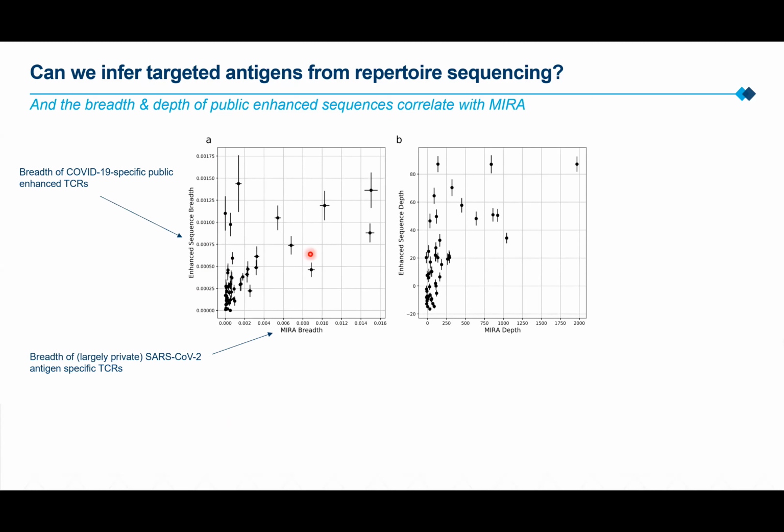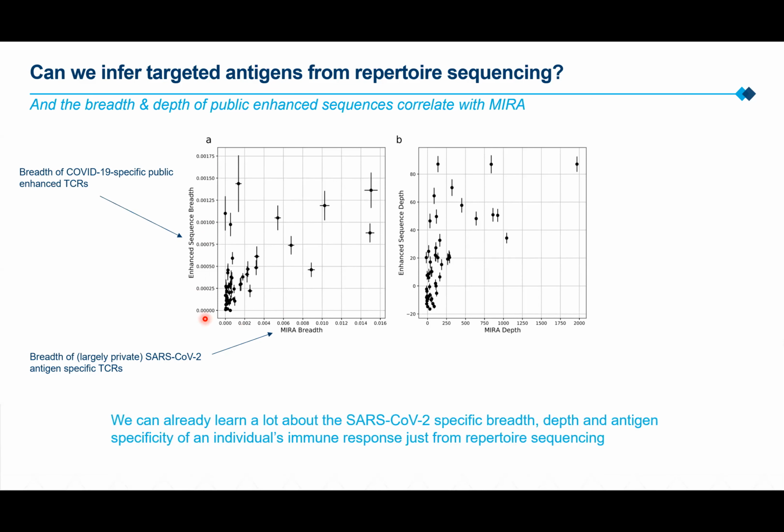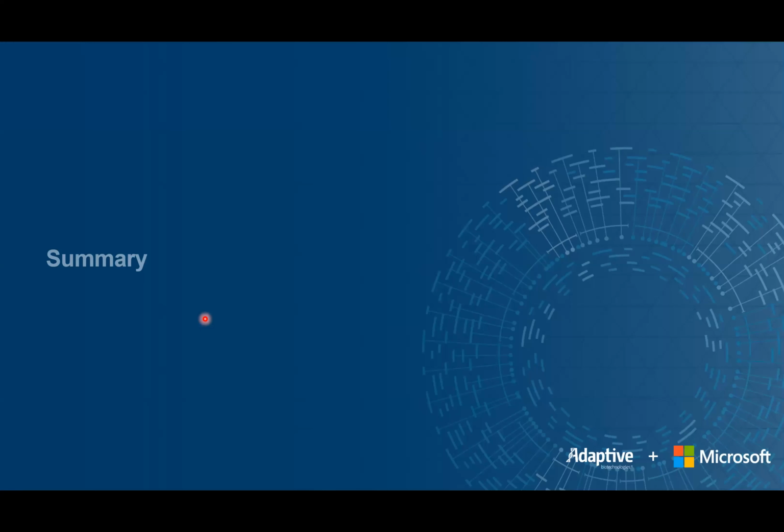But nevertheless, we see a really nice correlation here, which is simply to say that we can infer a shocking amount of detail about the overall breadth and depth and even the antigen specificity just by looking at these very public clones. So with that, I'm going to go ahead and wrap up. I'm happy to take more questions.